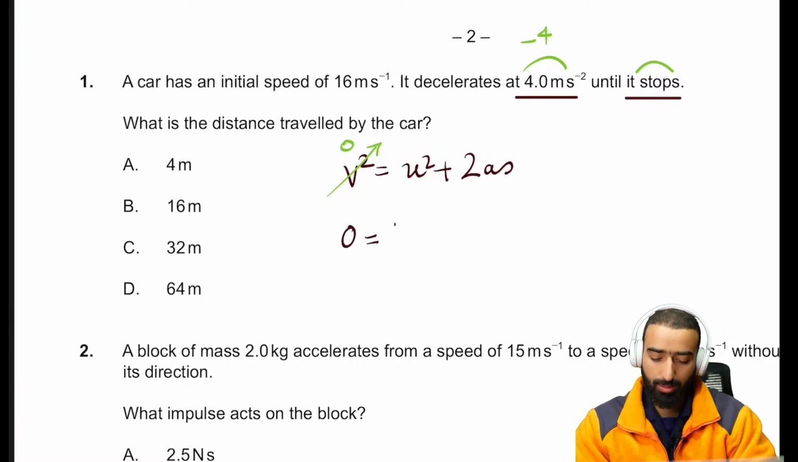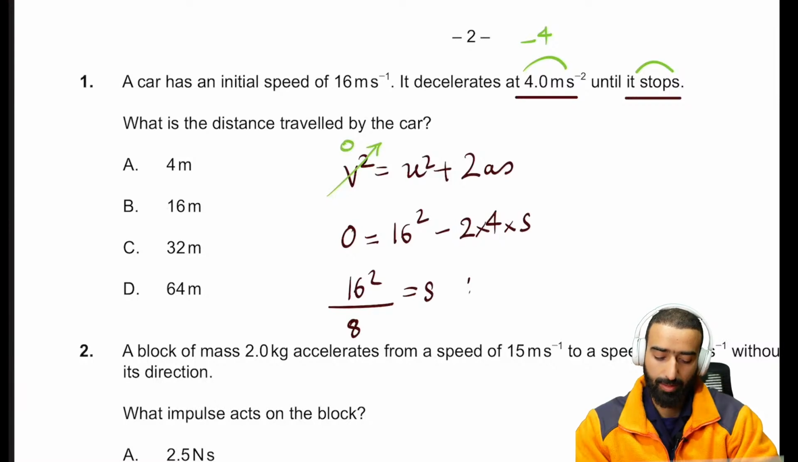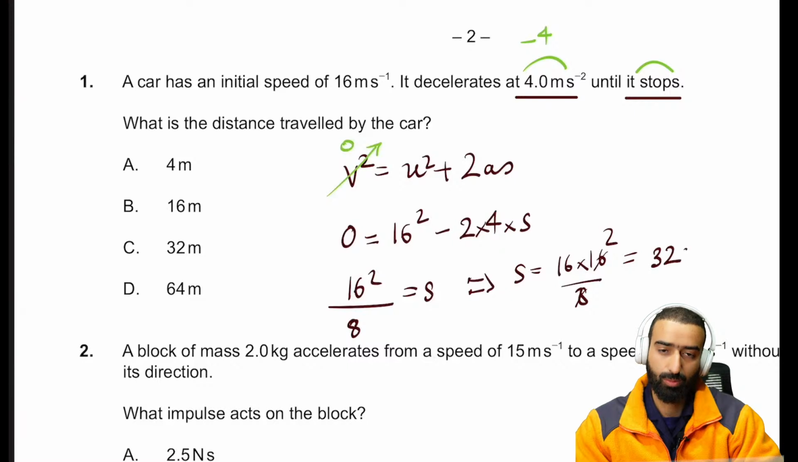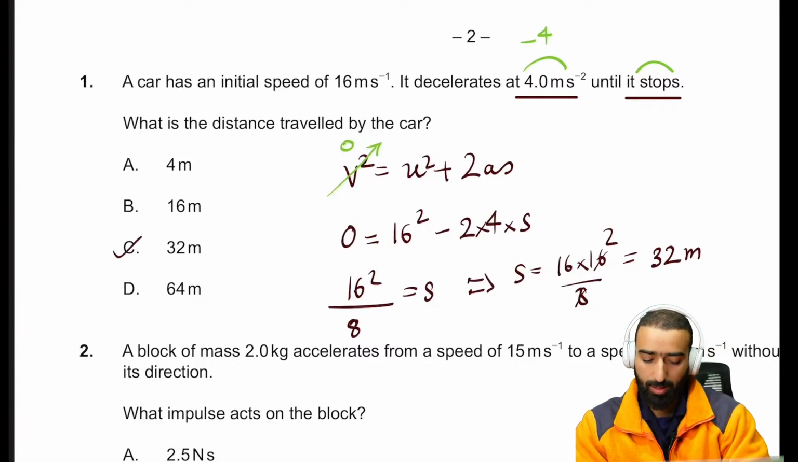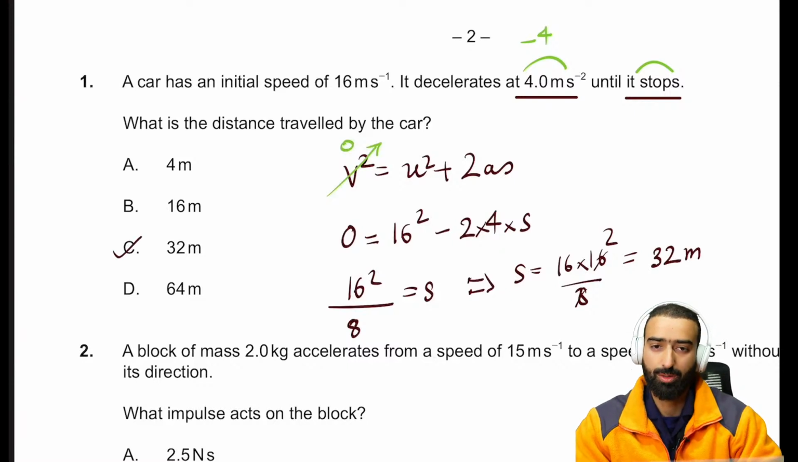So we get 0 squared equals 16 squared minus 2 times 4 times s. So we have 16 squared divided by 8 equals s. This means that s equals 16 times 16 divided by 8, which is 32 meters. That's the answer for the first question. Let's move on to the second one.